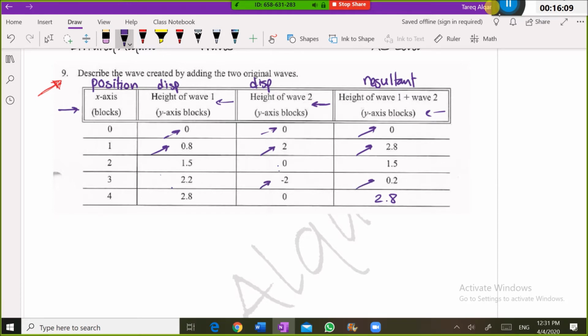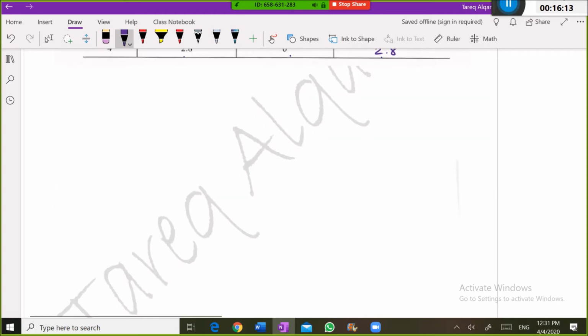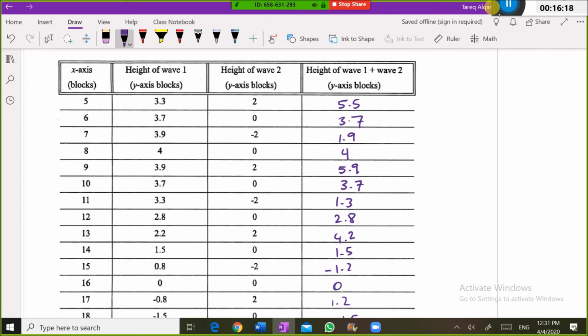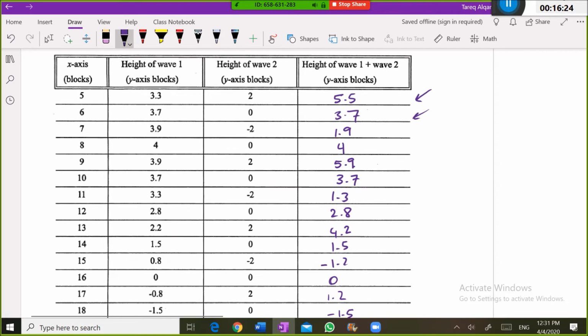2.8 plus 0 gives me 2.8. If I continue here, 3.3 plus 2 gives me 5.5, and so on. So what I actually did here, guys, I added the displacement of wave 1 to the displacement of wave 2. I got the total displacement of the resultant wave. Again, guys, I know we have two waves. These two waves meet.